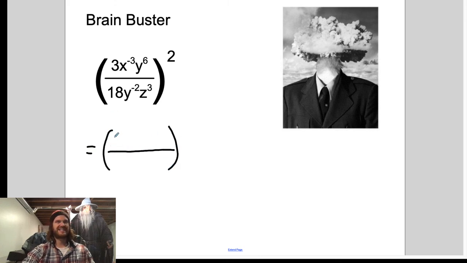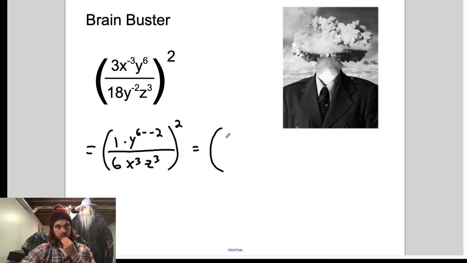3/18. 3/18 simplifies to 1 over 6 if you divide them both by 3. And then in the top, x to the 3rd is negative, so I'm going to bring that down to the bottom. In the top, I'm going to do y to the 6 minus negative 2. Top minus bottom goes to the top. And then z to the 3rd is positive in the bottom, so I'm just going to leave it down there. And we're squaring. 1 times that. Let's still simplify the inside a little bit. 6 minus negative 2 is going to be y to the positive 8th. And then 6 x to the 3rd, z to the 3rd in the denominator.